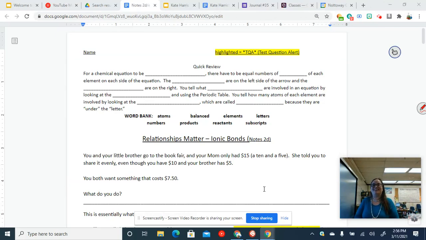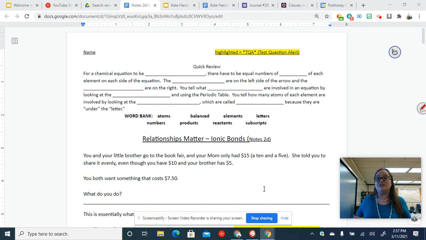Hello, welcome back. This is notes 2D on ionic bonds. This is notes 1 of 2, so there'll be a second set of notes today on covalent bonds. So don't think you're done when you're done with this video. I just filmed it as 2 so that you can take a break in between.